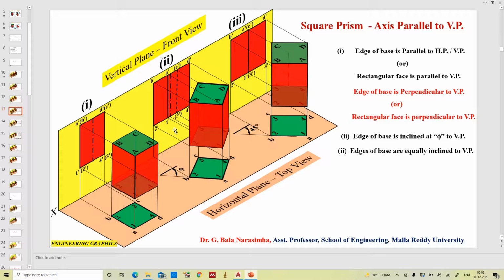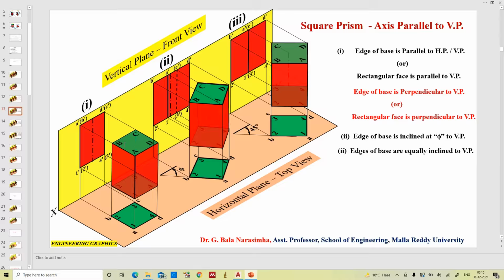When the axis is parallel to vertical plane, the bases will be parallel to horizontal plane. And the first condition, you can see the edge of the base is parallel to horizontal plane and vertical plane. If you carefully observe this prism, it has four edges. AB, BC, CD, DA are the four edges of the upper base, as well as for the lower base 1, 2, 2, 3, 3, 4, 4, 1.